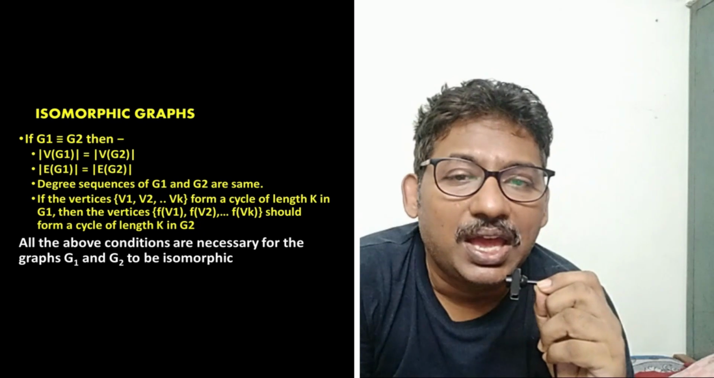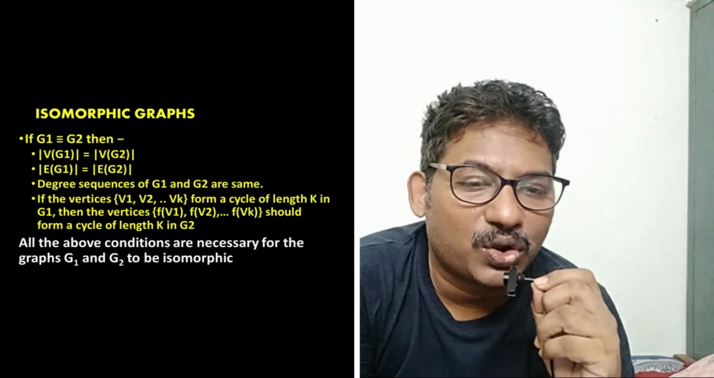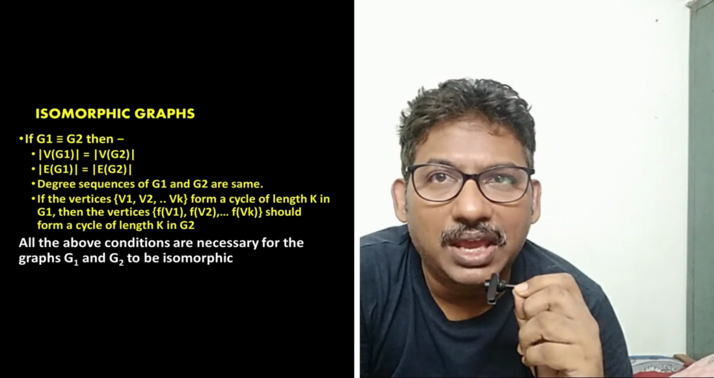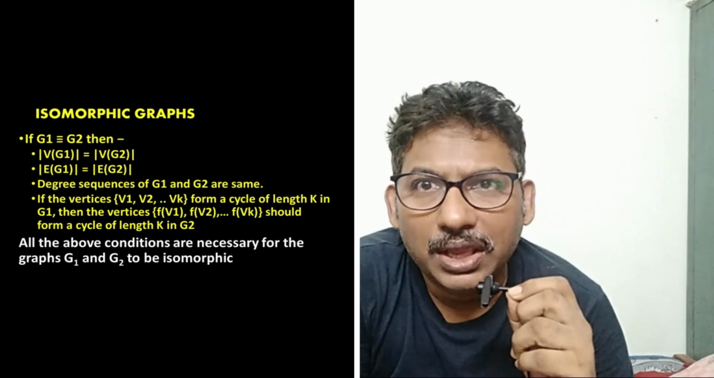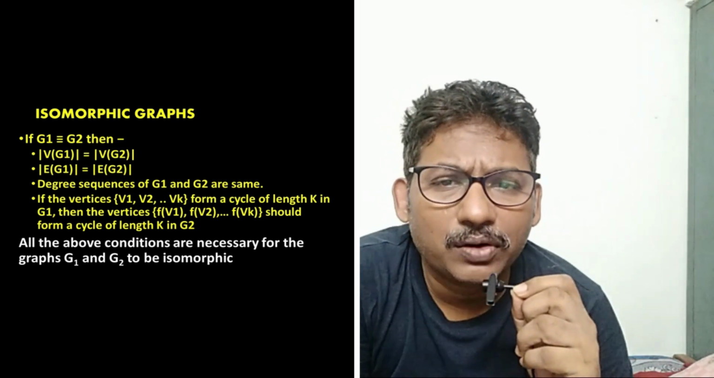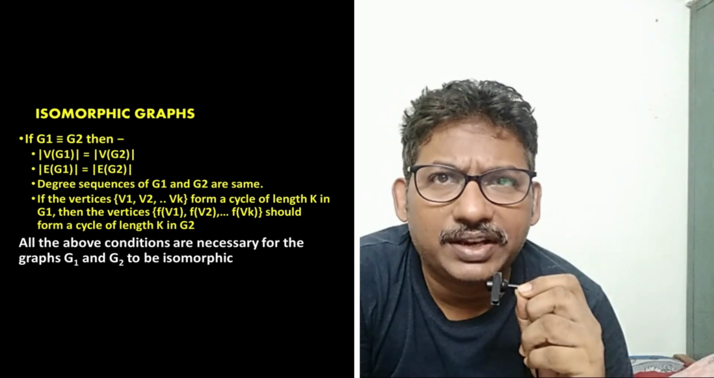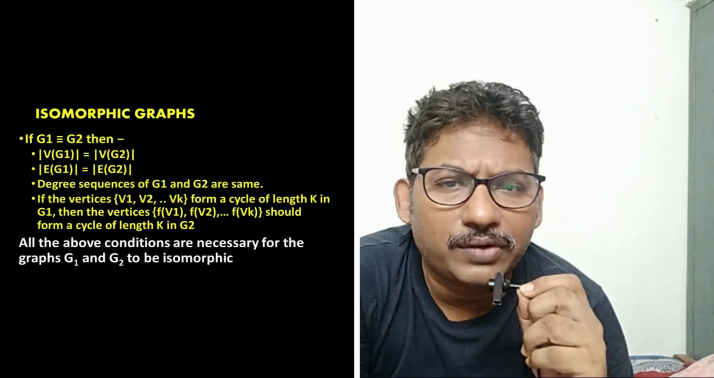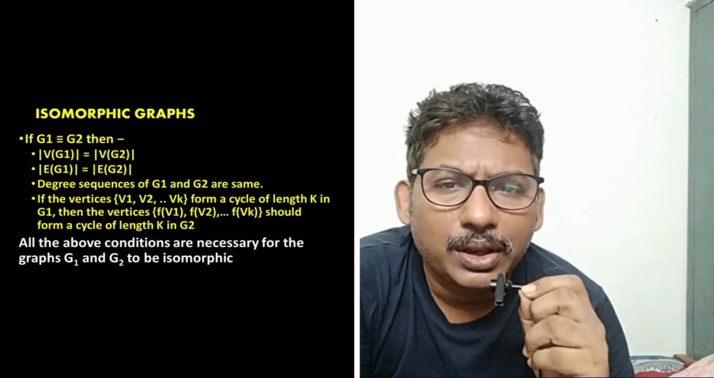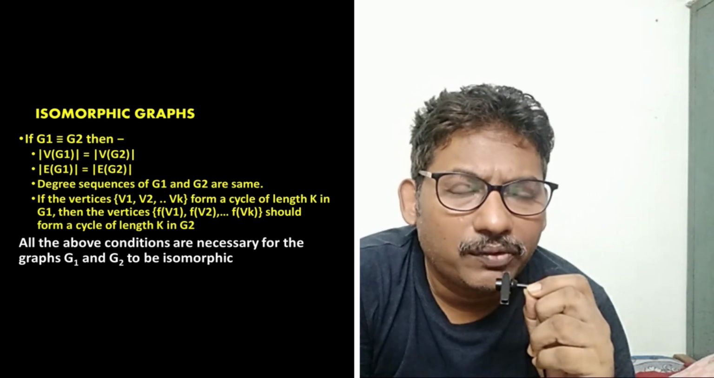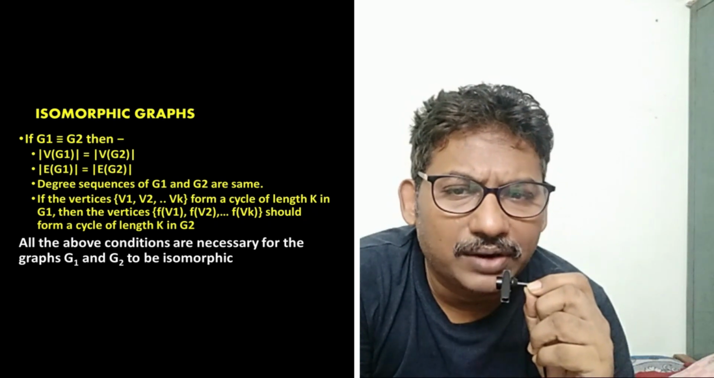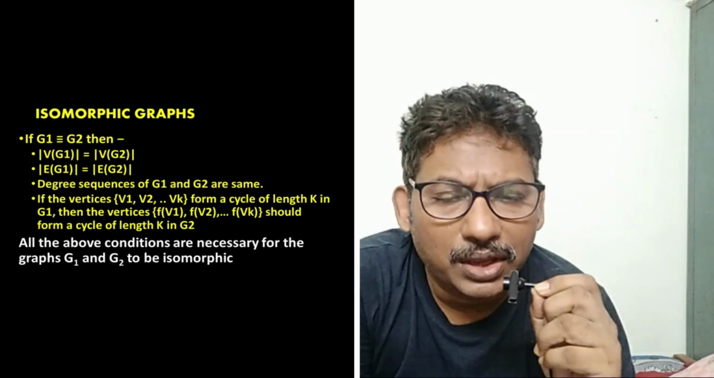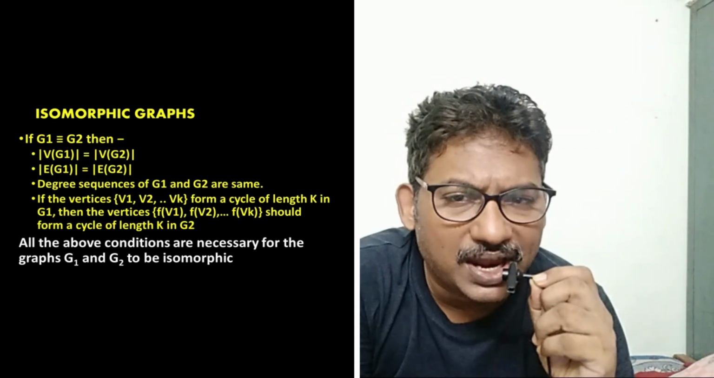An isomorphic graph is a comparison between two different graphs. We are going to compare two different graphs, and based on that we can say this is an isomorphic graph. So if G1 equals G2, then we can say this is an isomorphic graph. Modulus of V of G1 equals modulus of V of G2: we are comparing the vertices, and when the vertices of G1 and G2 are both the same, then we say it is an isomorphic graph.